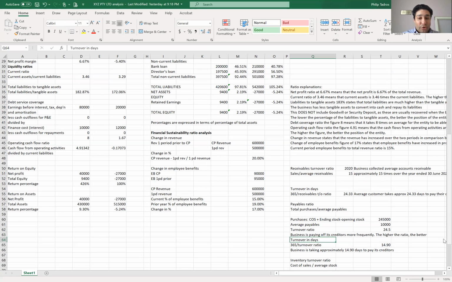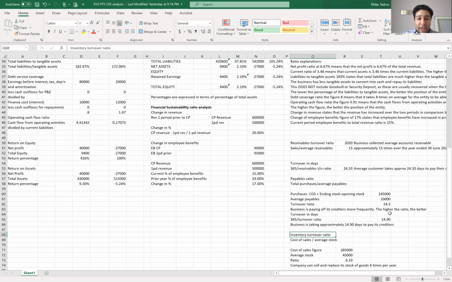And so if you want to work out the turnover in days, it's 365 days divided by the payables turnover ratio. So in this case, the payables turnover in days is 14.9. So we're saying that this business is taking approximately 14.9 days to pay its creditors, to pay its suppliers. So that could be a good thing, depending on the policy of the creditors of your business.